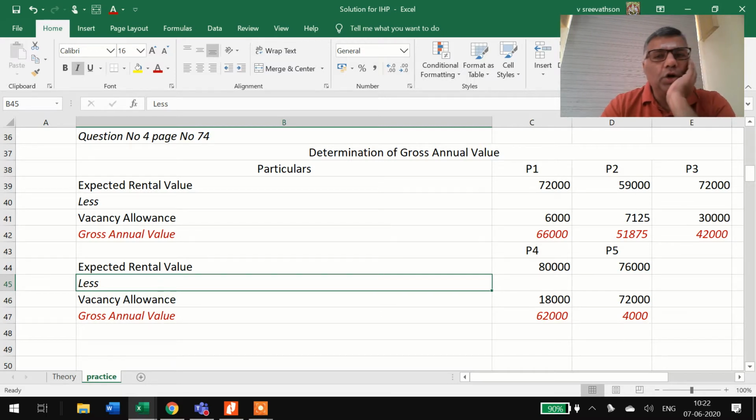Sir, in case I am the owner but my mother receives the rent, who is taxable? You are only taxable. It is as if you are receiving the rent and giving it to your mother.